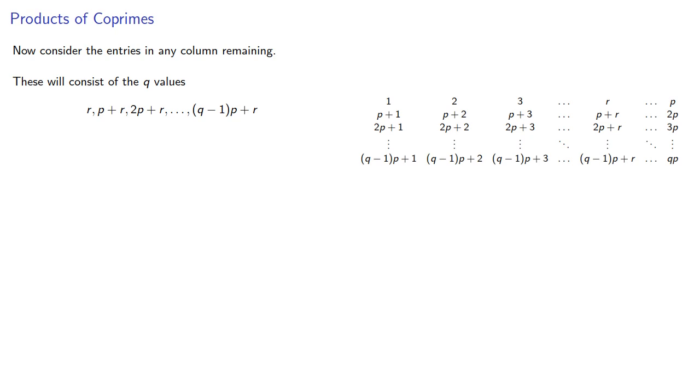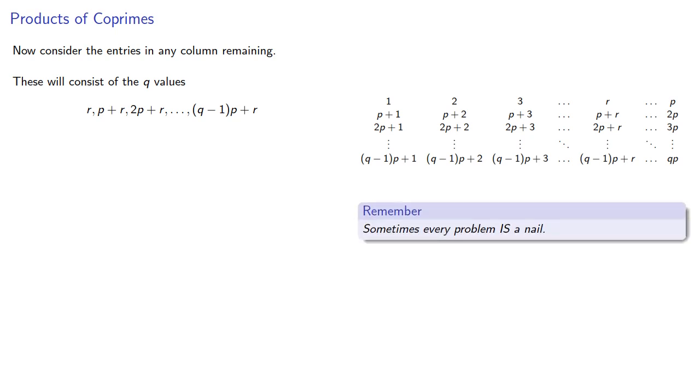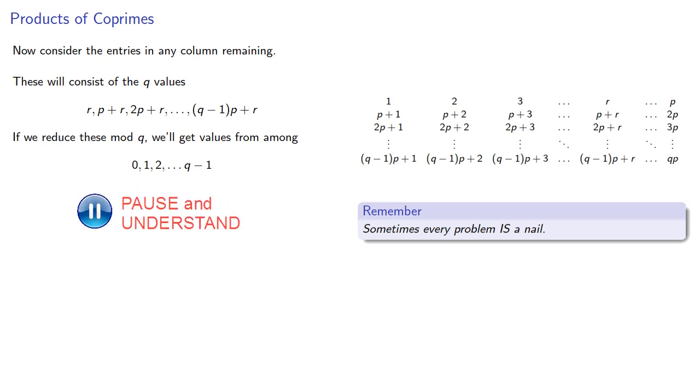At this point, we'll note that sometimes every problem is a nail. We've been reducing numbers mod n for quite a while. No reason to stop now. If we reduce these numbers mod q, we'll get values from among the possible values mod q. Could two of these values be the same?